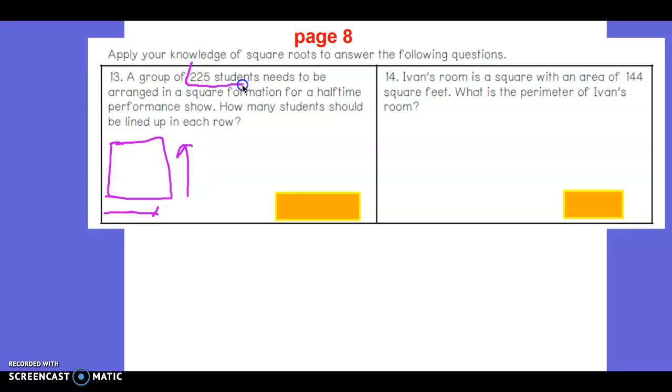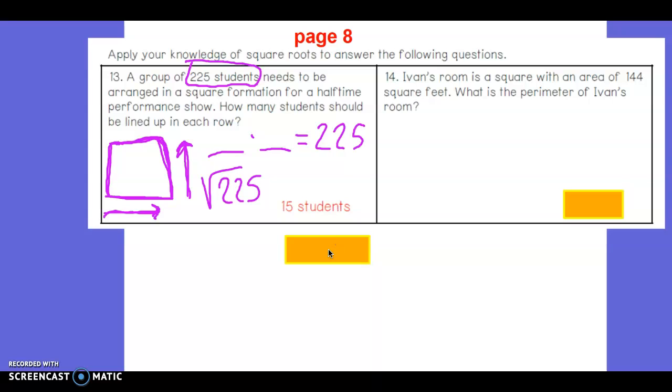Now, if it's 225 students that I want to fill in this spot right here, basically that's an area problem. I'm trying to figure out what number of rows this way and number of rows this way, when I multiply them together, is going to give me 225. So when you're trying to figure out what number times itself gives you 225, that means we're finding the square root of 225. And that's one that we know the answer is 15.